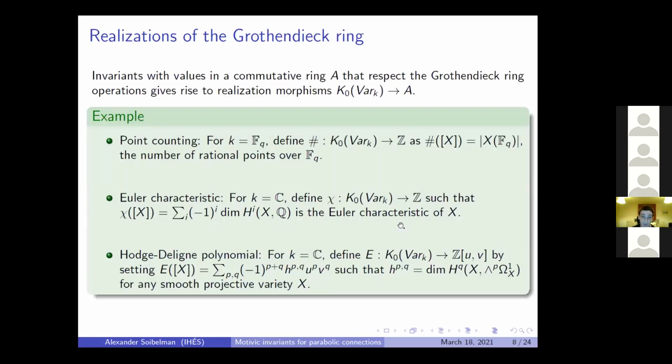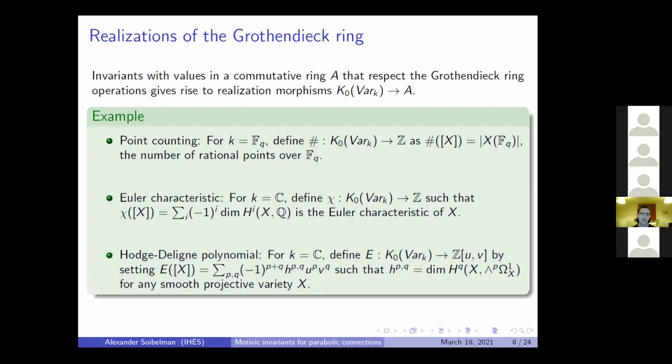So instead of doing this kind of point counting, I'm going to try to think of point counting as a realization of something in the Grothendieck ring. What I mean by that is I'm going to be viewing point counting as a morphism between the Grothendieck ring and the ring Z.